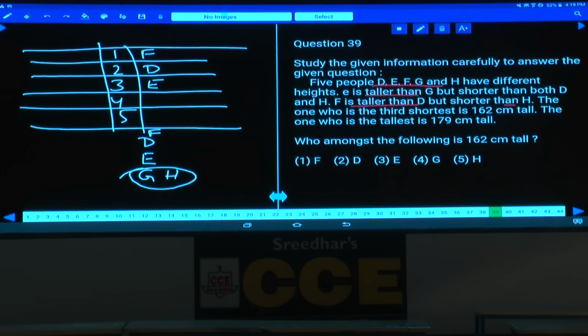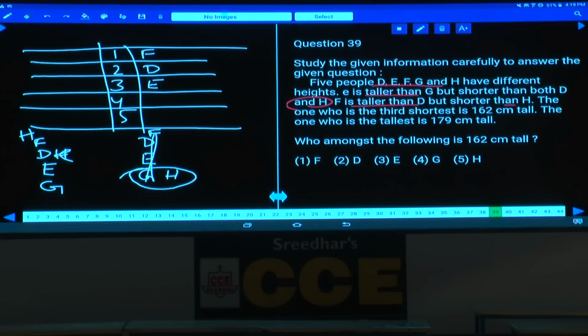Now E is taller than G but shorter than both D and H. What about this E? E is taller than G. E is taller than G but shorter than both D and H. Now this E is shorter than both D and H, isn't it? E is shorter than both D and H. F is taller than D, but shorter than H, and say H must be at this place.